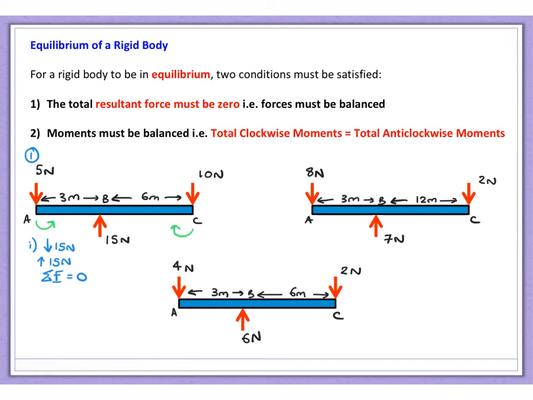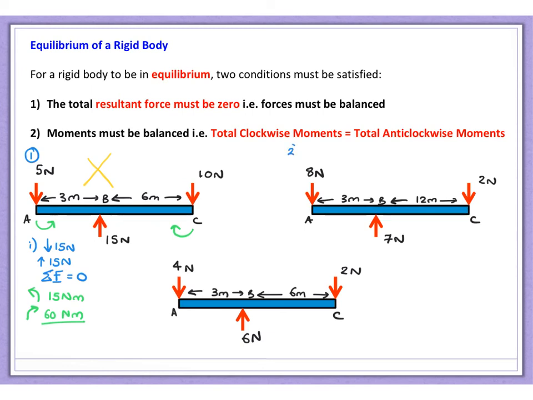Now, what are the values of these moments? So in an anti-clockwise direction, we have a moment of 5 multiplied by 3, which is 15 Newton meters. And in the clockwise direction, we have a moment of 10 multiplied by 6, which is 60 Newton meters. So we can see here the total clockwise moments and the total anti-clockwise moments are not equal to each other. So in this situation, we do not have equilibrium in example 1. Although the forces are balanced, the moments are not.